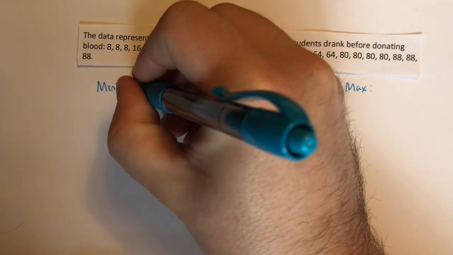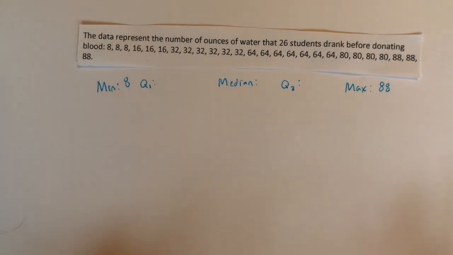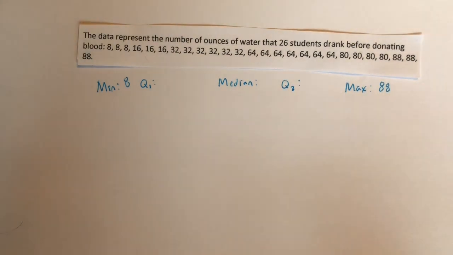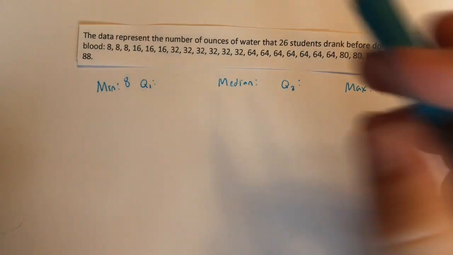All right, so our minimum here is 8. Our maximum is 88. It's really nice with these data values that they are in order already. It works out for us well. All right, so the median. The way we get the median is we have to basically go back and find the middle term.